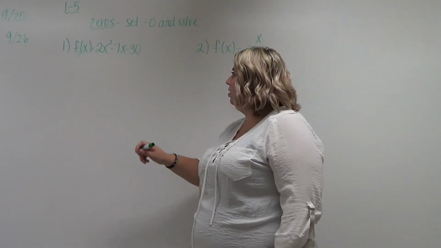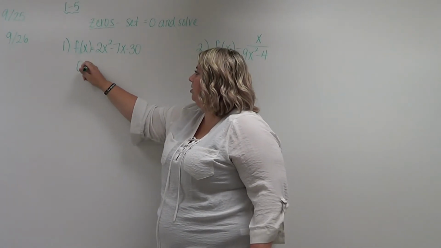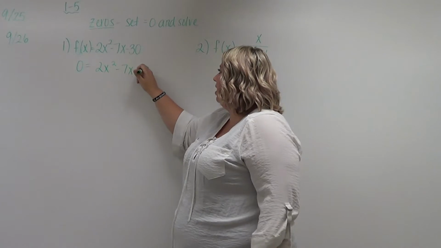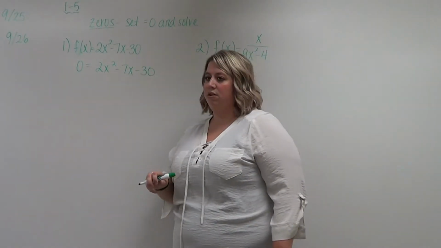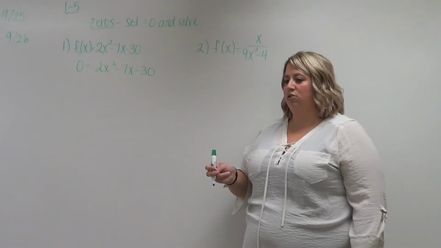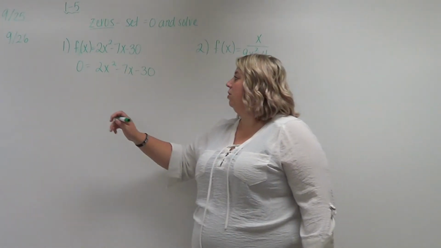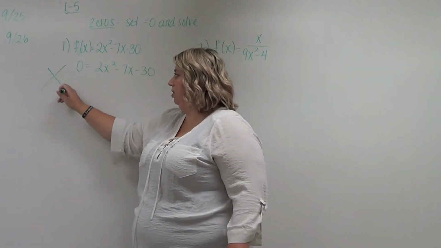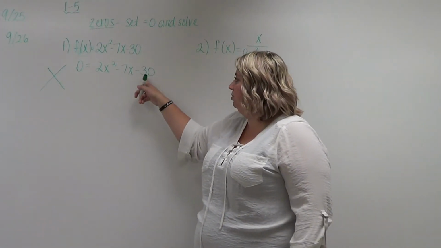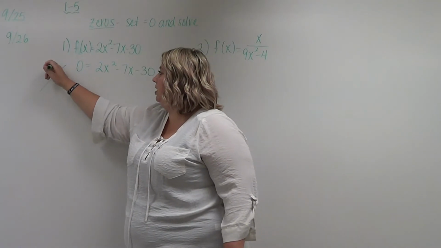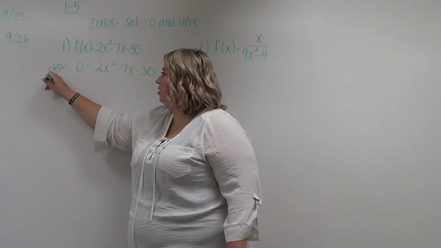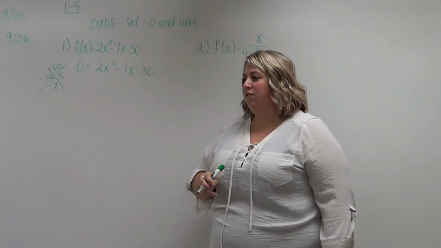Okay, so on the first one, I set this equal to 0, so I have 0 equals 2x squared minus 7x minus 30. Okay, then if you can factor. What if you can't factor a quadratic? What could you do? You can do the quadratic formula. Okay? Remember, if there's a number in front, you have to multiply and do the long way. So multiply to get negative 60. Add to get negative 7. Would be negative 12 and 5.